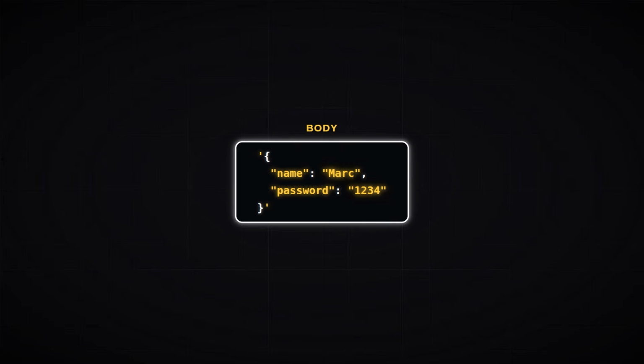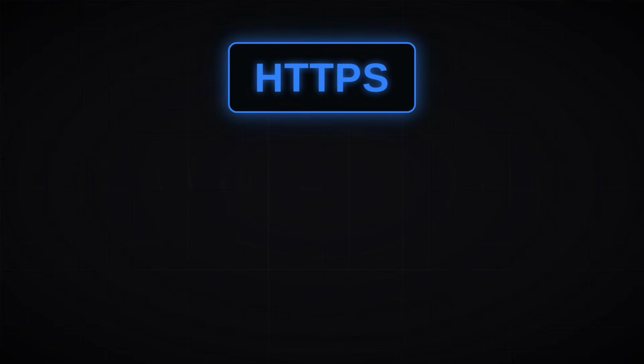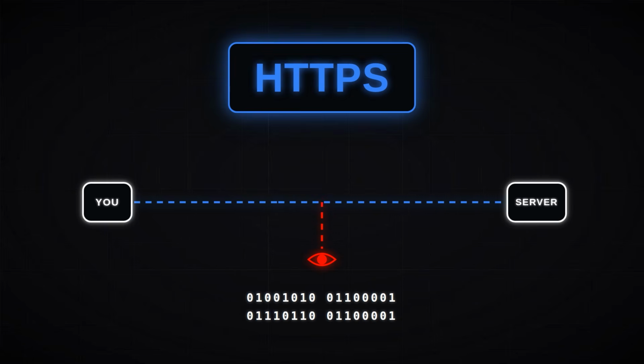The body is the part of the call that holds the actual data. But to send it to the server, you need a few more pieces. First, the protocol. The protocol is how the data actually travels. In our case, HTTPS. HTTPS is an encrypted way to send data over the network. If somebody would try to intervene, they couldn't see anything but ones and zeros.